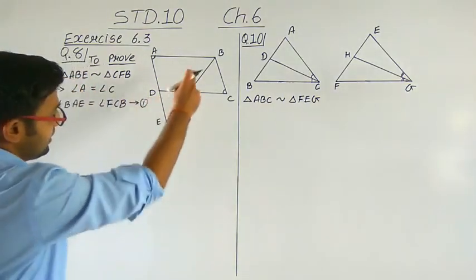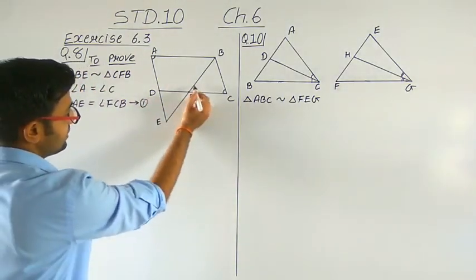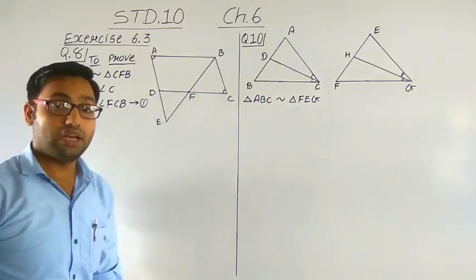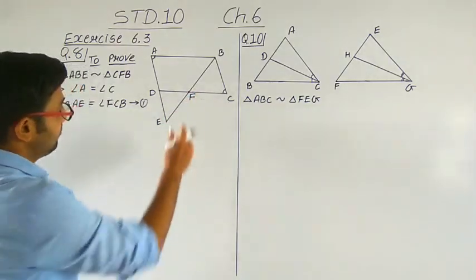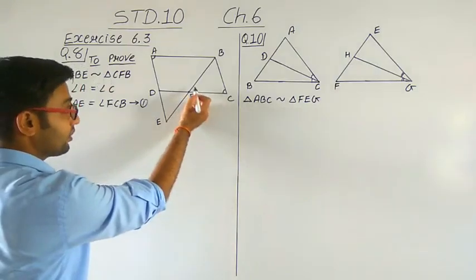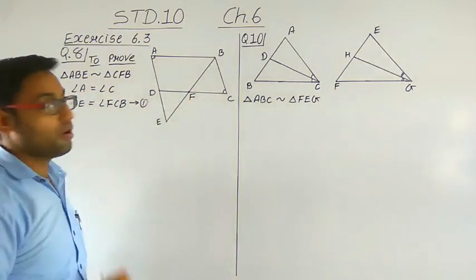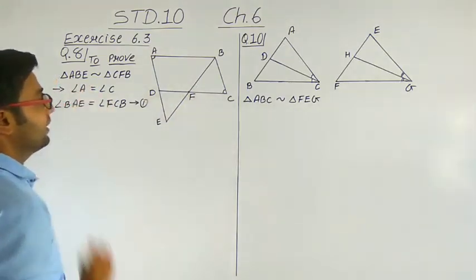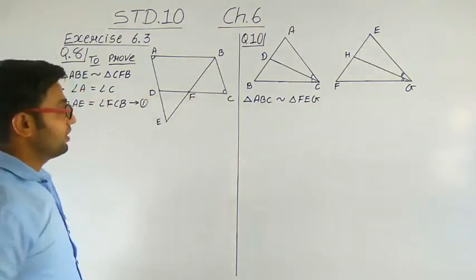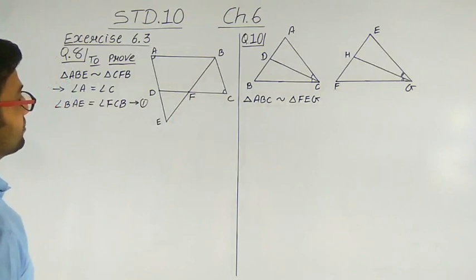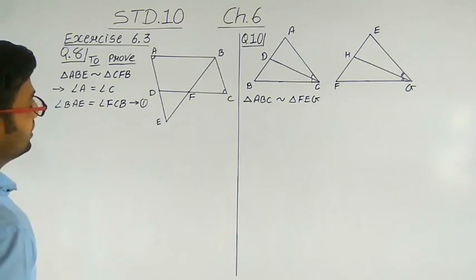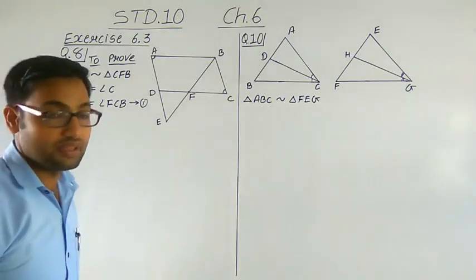See, here two lines are intersecting, so these two angles will be equal according to the vertically opposite angle property, but this angle is only included in triangle CFB, and this angle is not included in triangle ABE. So think about the other angles. Which angles can we think of here? See, here we can use the alternate interior angles, right?